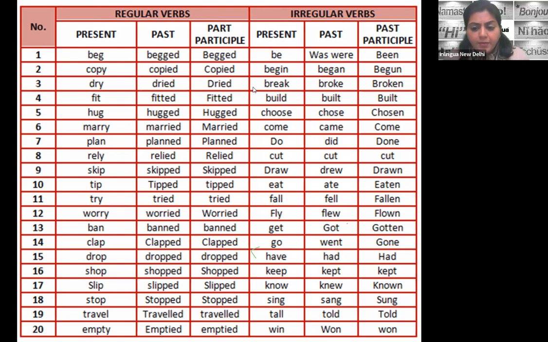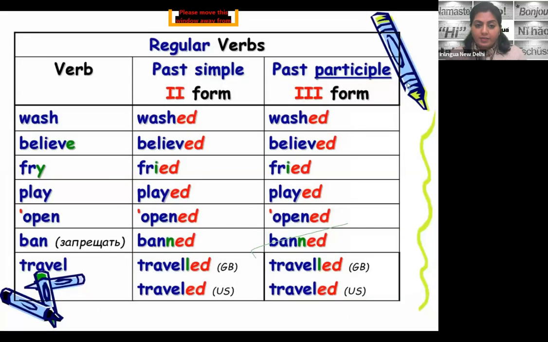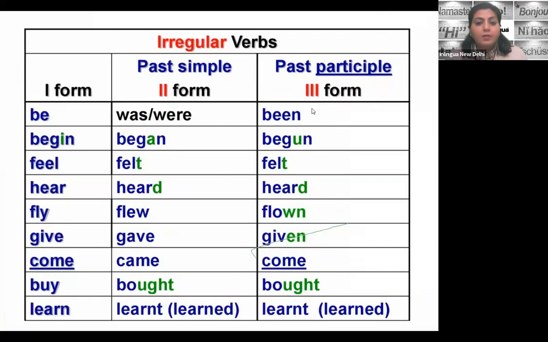Some more examples of irregular verbs and regular verbs, which we've already looked at before. Now, basic words that we use every day. Regular words: wash, washed, washed. Second form, third form. This is the present tense. Open, opened, opened. Fry, fried, fried. We cancel the Y and we add an IED. Travel, traveled, traveled. We add an L. We add a letter here. Ban, banned, banned.